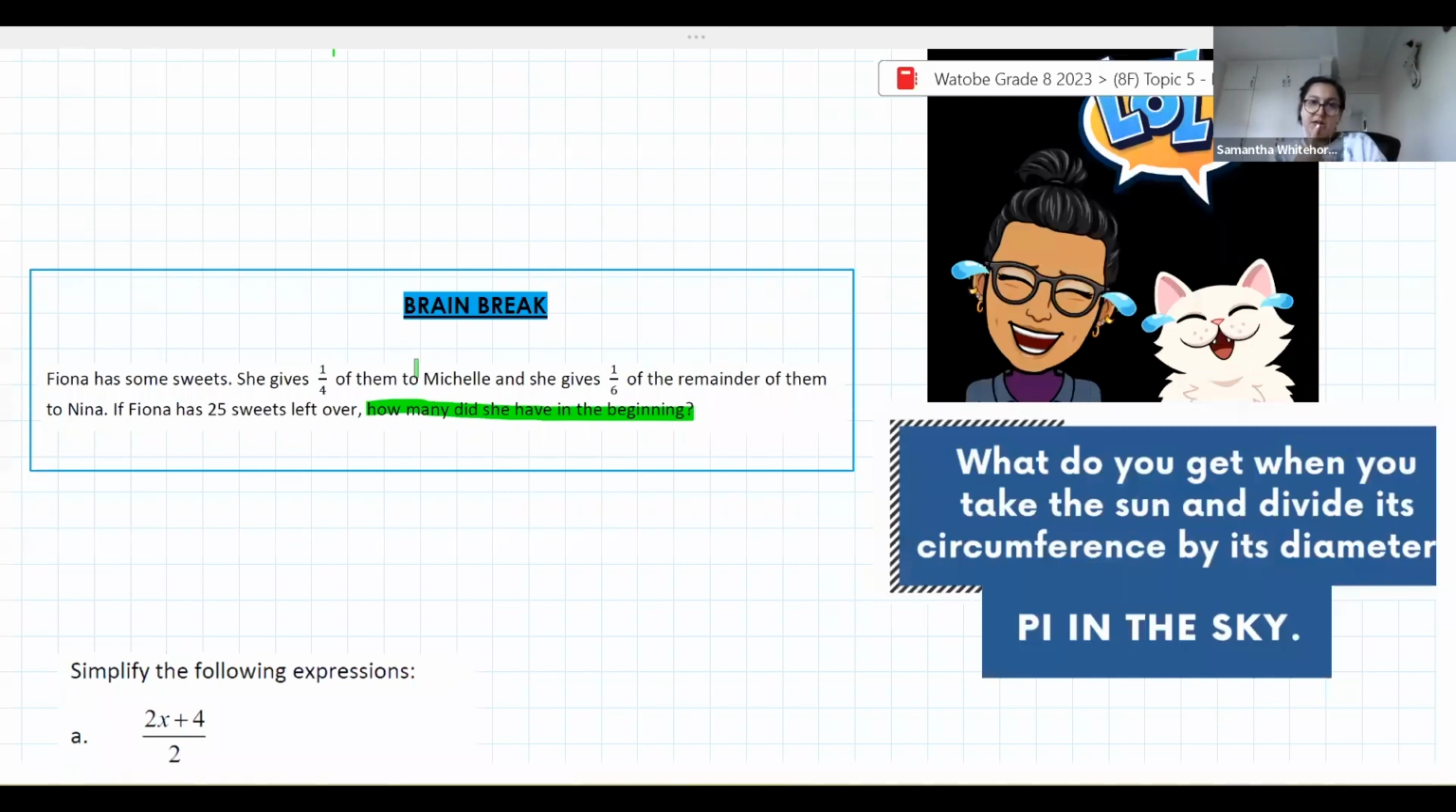Haven't seen any correct answers just yet. Again, you should not be getting a fraction answer. Your answer is not a fraction. Your answer is a whole number.